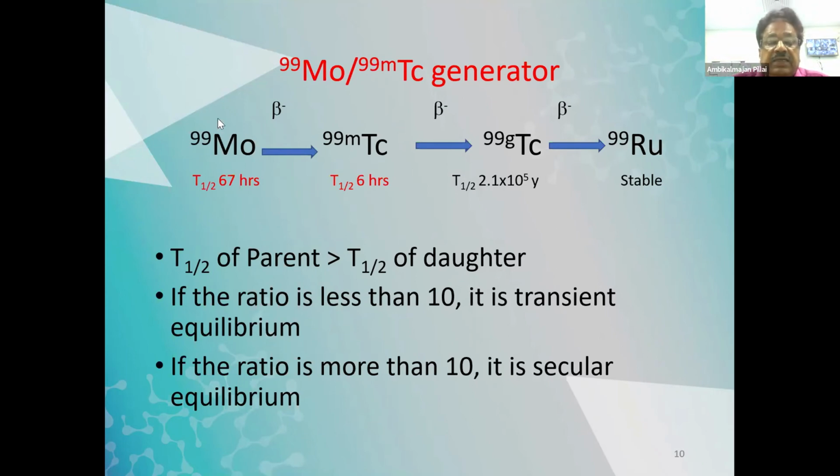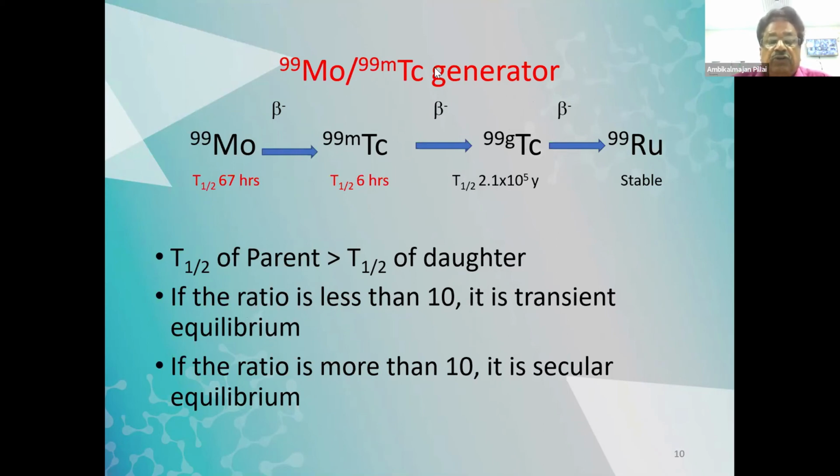That is, the molybdenum 99 is what we are purchasing. And the technetium 99m is what we are using for making radiopharmaceuticals and doing nuclear medicine imaging. And this, of course, decays to technetium 99g. We consider it radioactive, but the half-life is very large.